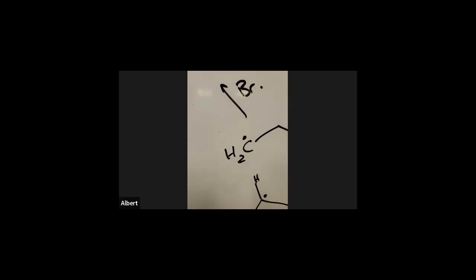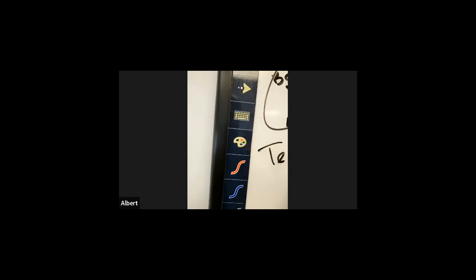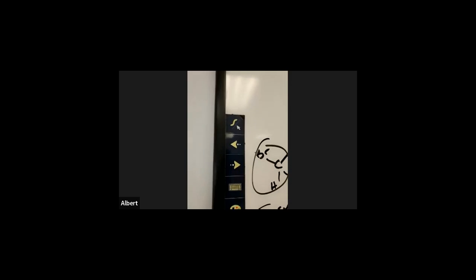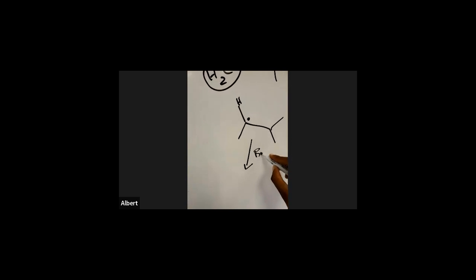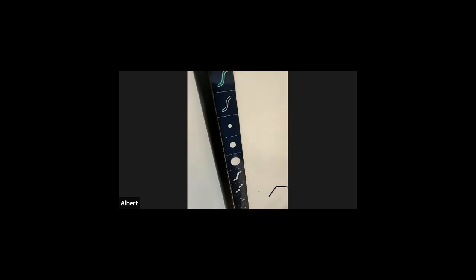I'm gonna get a bromine right here on this carbon. The CH2 that's right here, I'm gonna add it. This is termination. I'll get a bromine right there. All right, if I terminate this one with a bromine radical, I'm gonna get a bromine at that secondary site.